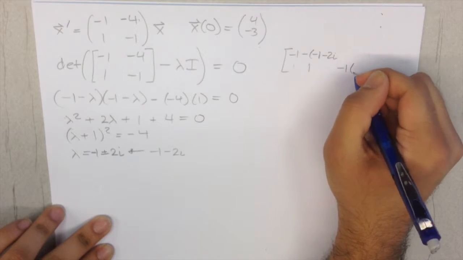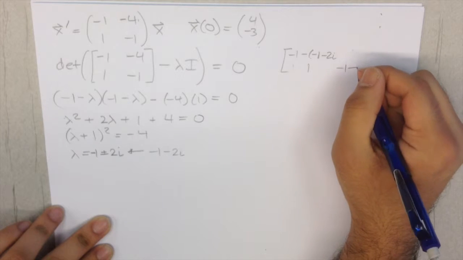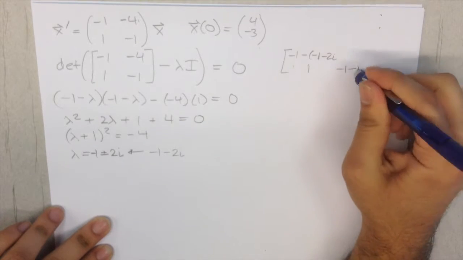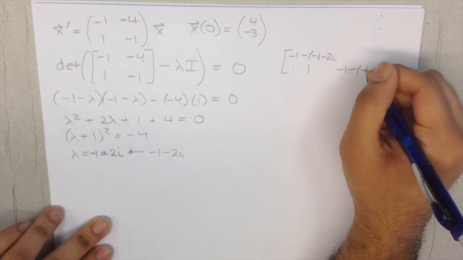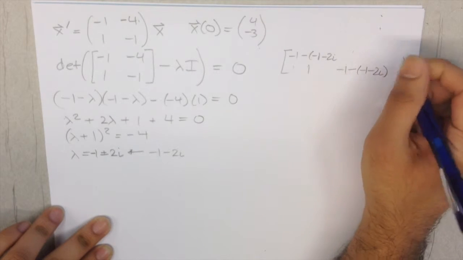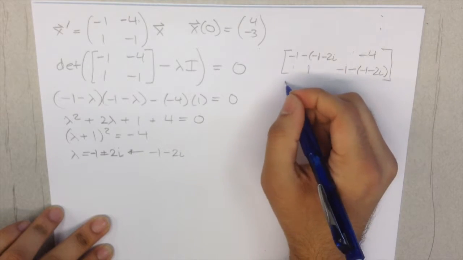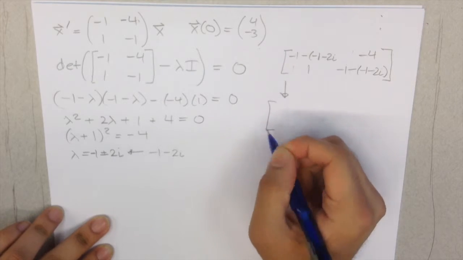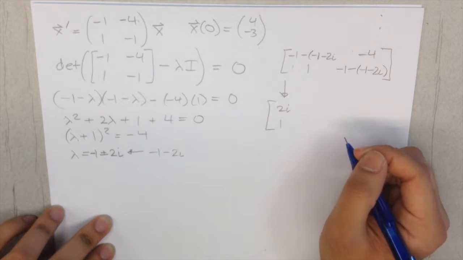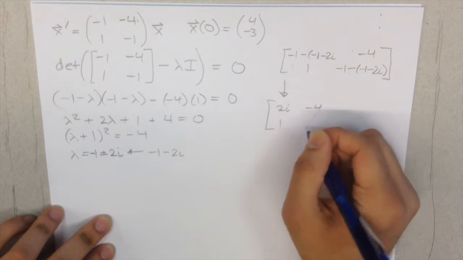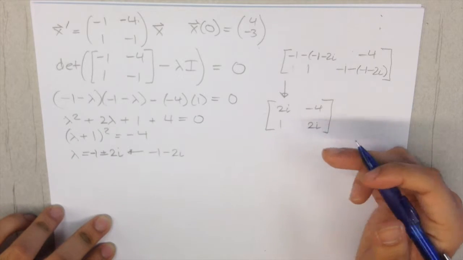And then -1, sorry, -1 times -1 minus 2i, and then I have -4 over here. When I simplify it, I get 2i, 1, -4, 2i. Now what I need to do is find the appropriate eigenvector.